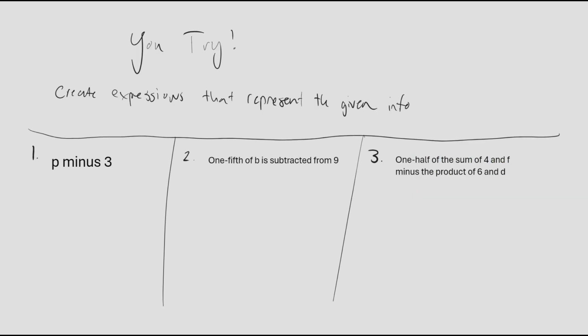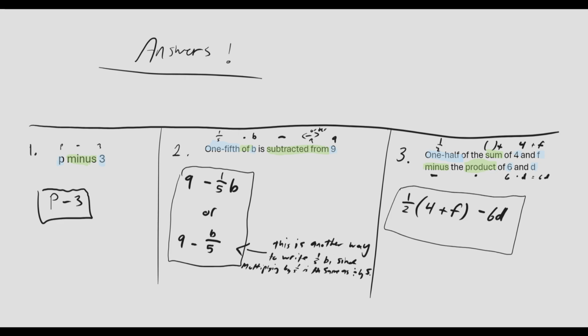Now that you've seen this all, you give it a try. Pause the video, translate these words into math equations, and then check your answers. And here are the answers to the 3 practice problems. P minus 3 is as simple as it looks. You put p minus 3.